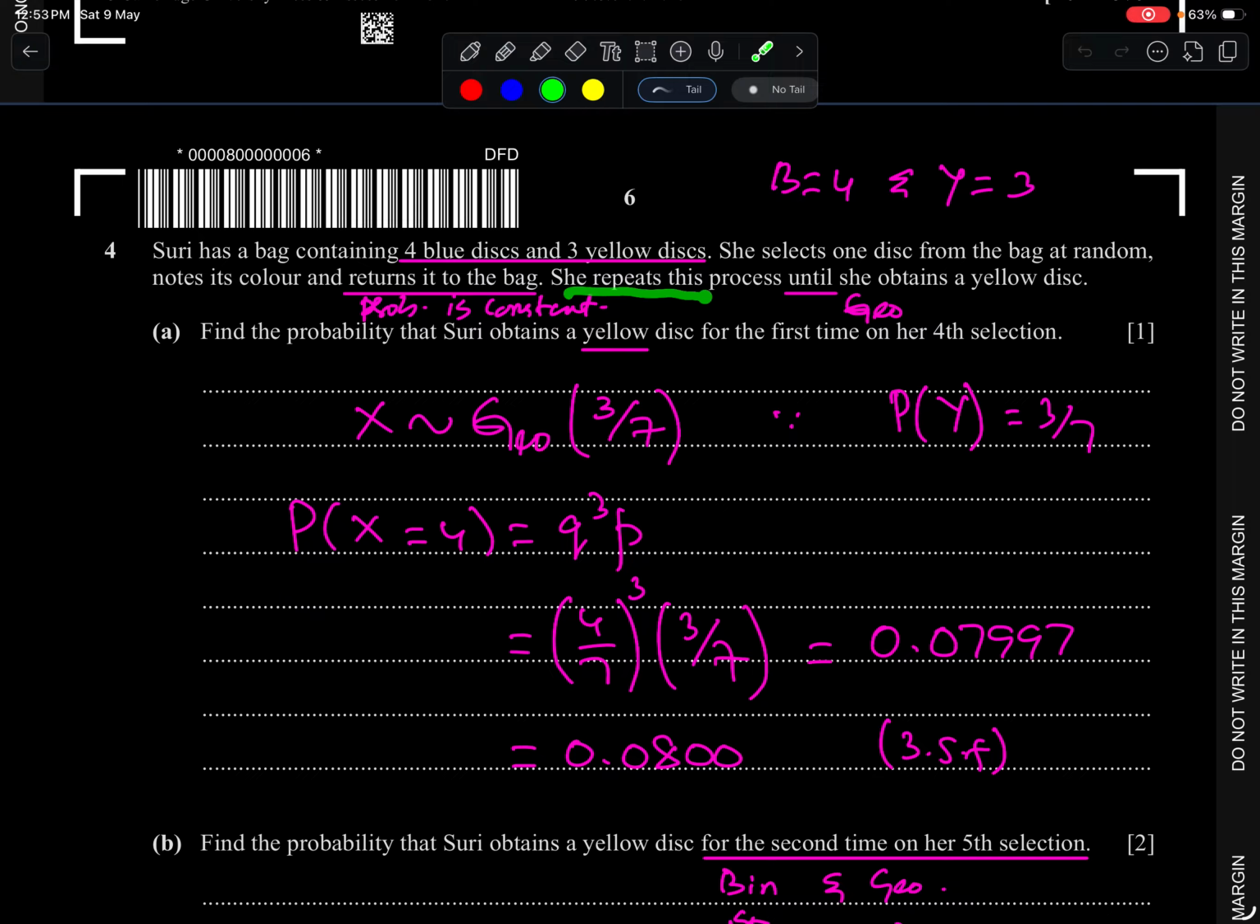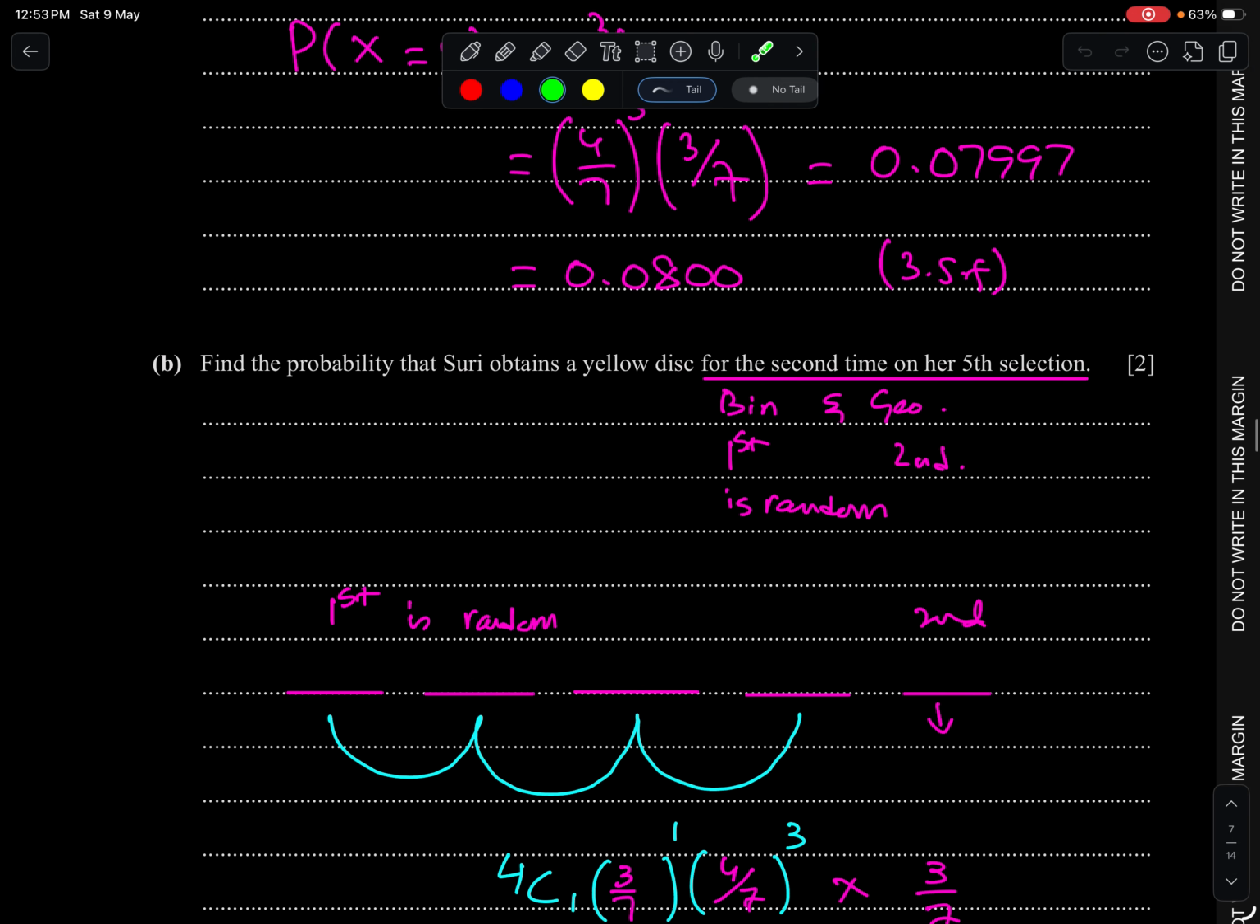So she repeats this process until, this is geometric, she obtains a yellow disc. Find the probability that Suri obtains a yellow disc for the first time on her 4th selection. This is very simple, Q cube times P. Probability of yellow is 3 upon 7. Give your answer up to 3SF. This part is very simple and of just 1 mark. Now this is an important part.